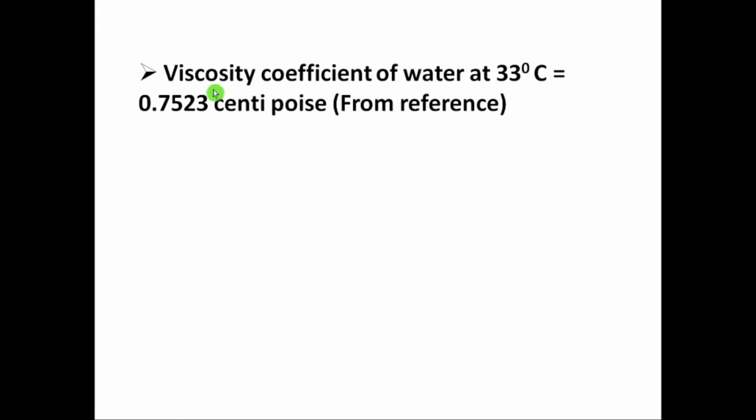Now viscosity coefficient of water at 33 degrees Celsius is 0.7523 centipoise. This data is obtained from any standard reference book, standard textbook. But remember, viscosity coefficient depends on temperature. So at first you have to measure the temperature of the experimental day. If the temperature of experimental day is 33 degrees Celsius, then you can take this viscosity coefficient value, otherwise you have to take any other value which is given in the table.